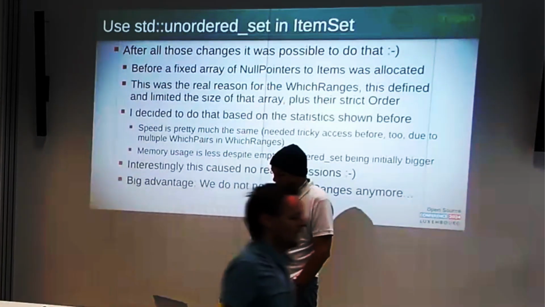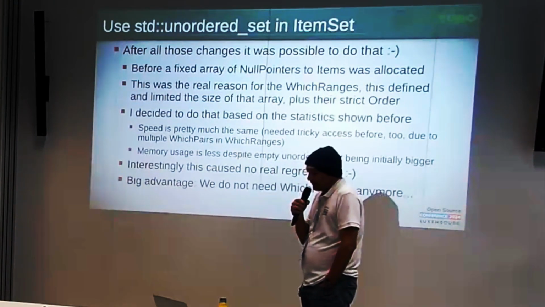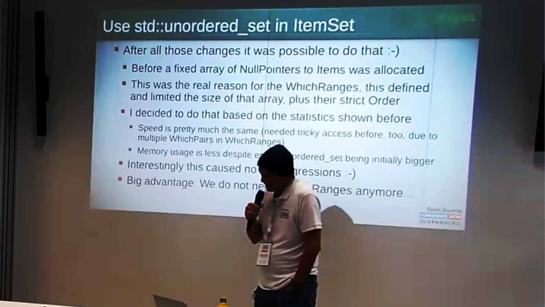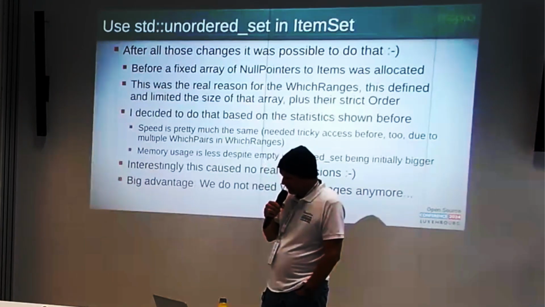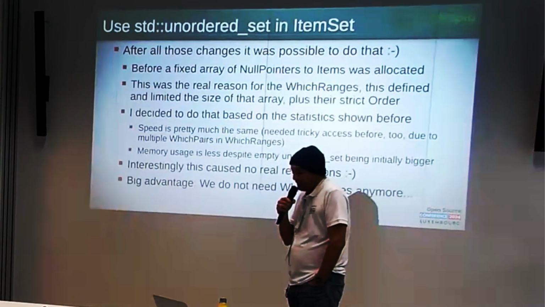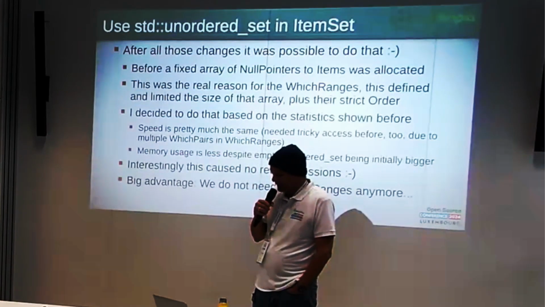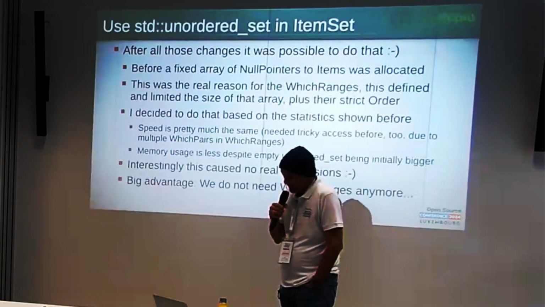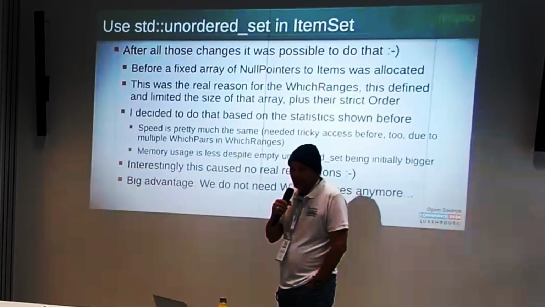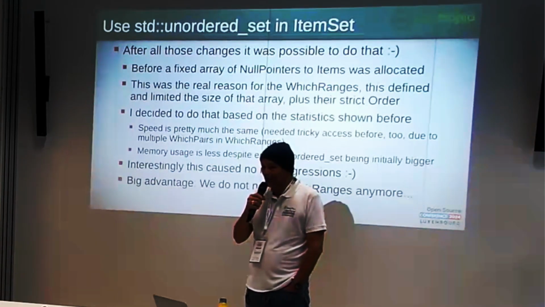I did the change and checked the results, and the speed of item sets is pretty much the same, because unordered set access is pretty much the same as the tricky access with the which pair ranges. And memory usage is even less because of the low fill rates, even if the unordered set initially constructed is, of course, a little bit bigger than nothing, or just a few items. So, interestingly, this caused no real regressions. This was the biggest surprise for me, because I thought this step would explode the office.